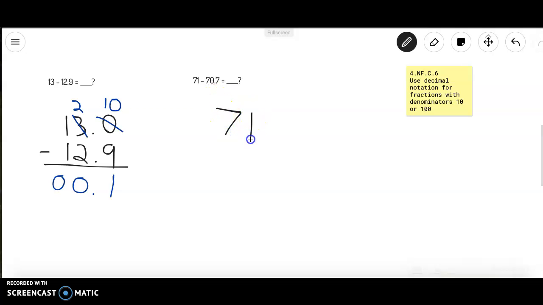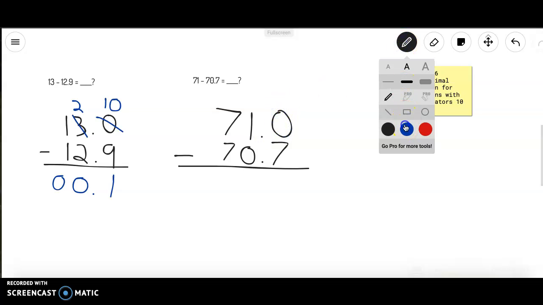Now we're going to do the same thing for our larger numbers here. 71 minus 70.7. So again, if I think about this as money, I have $71 and I'm taking away $70.70. So I'm going to put a 0 here, and I'm going to switch to blue, so now that we can solve.